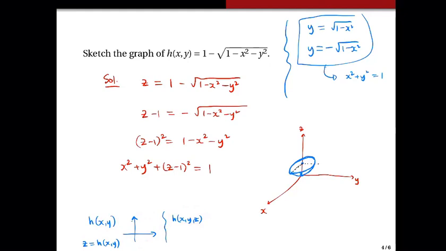If you want to sketch the graph of this function here, you will have to put another variable, say w, so w equals h of x, y, z. And now you have here four variables. Of course, we will not be asking you to sketch the graph of a function having three variables because it's a four-dimensional object. Okay? Other questions?